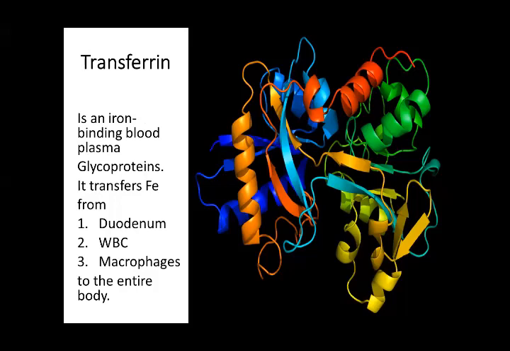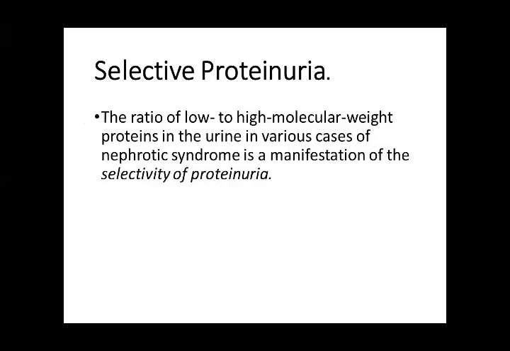Transferrin is an iron binding glycoprotein that transfers iron from the duodenum, WBCs, and macrophages to the entire body. So it just catches the iron and distributes it in the body, no matter if it is from the GI tract, usually the duodenum, or the white blood cells, or the macrophages, and it distributes the iron to the rest of the body where iron is utilized.